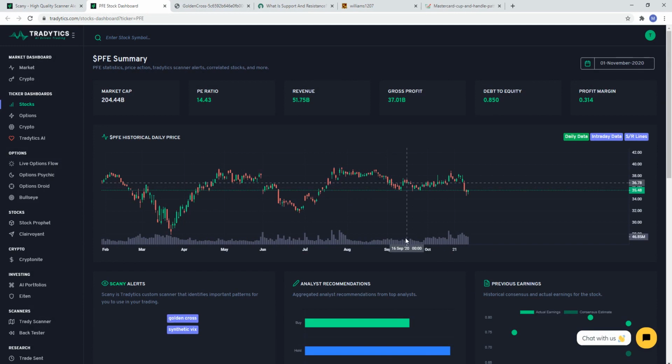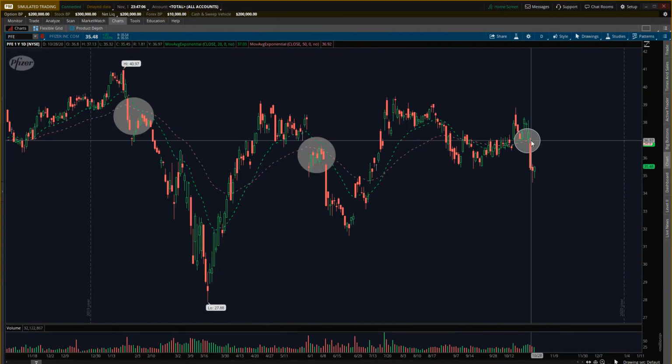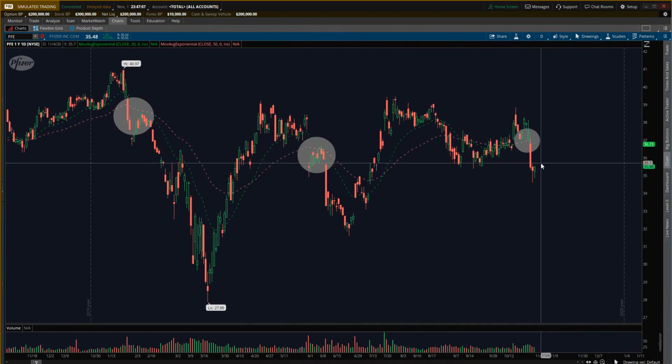First, let us take a look at the daily price action. We can see that Pfizer has dipped quite a bit in the last few days. Let us verify whether this is a golden cross or not. We will switch to Thinkorswim for a moment. We can see that just 2 days ago, the 20 MA went below the 50 MA.